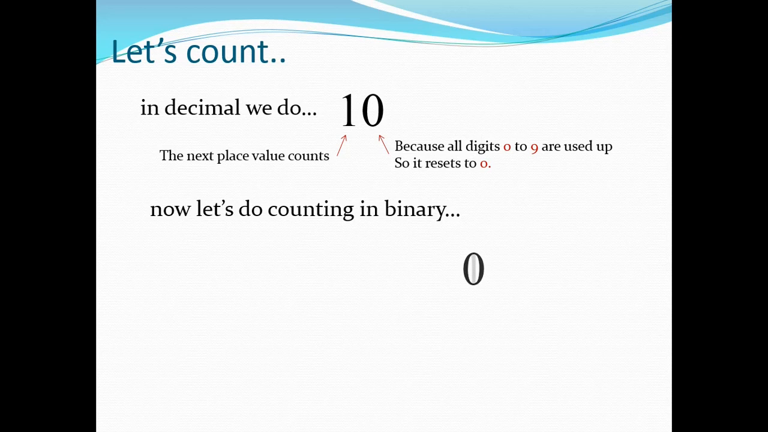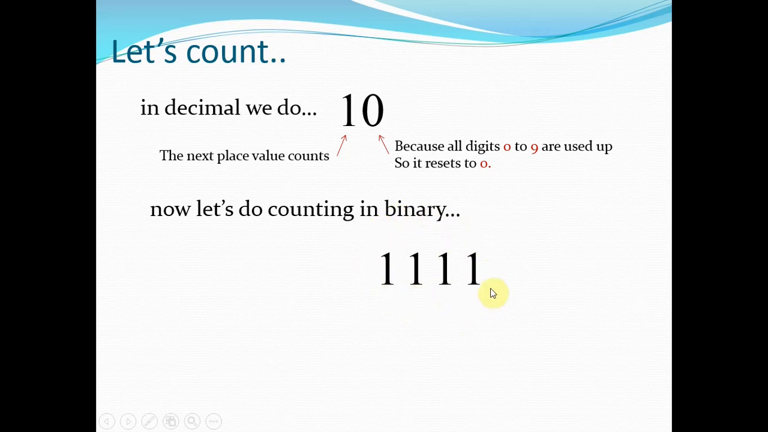So let's begin. That's 0, 1, 10, 11, 100, 101, 110, 111, 1000, 1001, 1010, 1011, 1100, 1101, 1110, and 1111. So is it easy or difficult? Probably difficult, right? Now we are just using 4 place values counting.